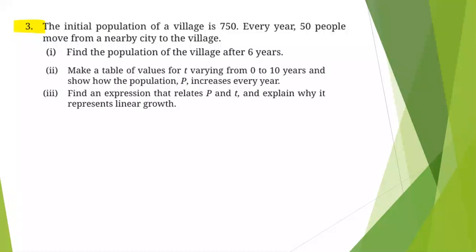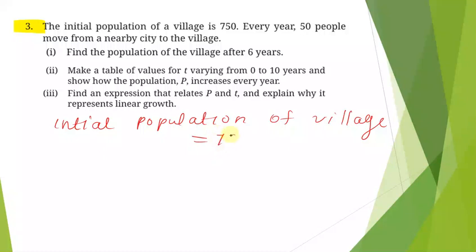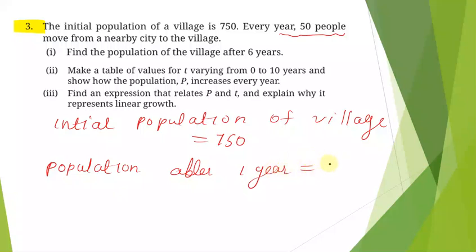Okay, so you know people are moving from the city to the village. So the initial population of the village was how much? Yes, it was 750, right? So 750. Every year 50 people move from the nearby city to the village. So population after 1 year means, every year 50 people are moving, so 750 plus 1 into 50, that is where you will finally get 800 after 1 year.